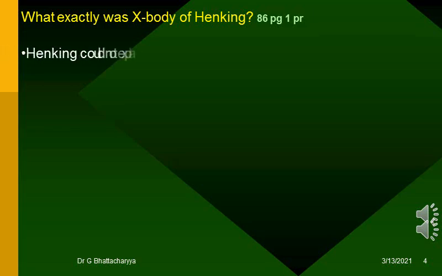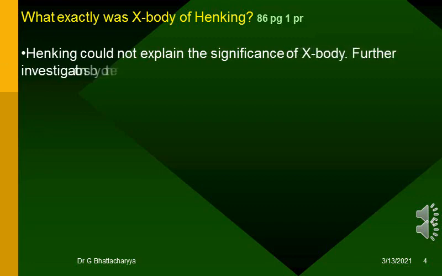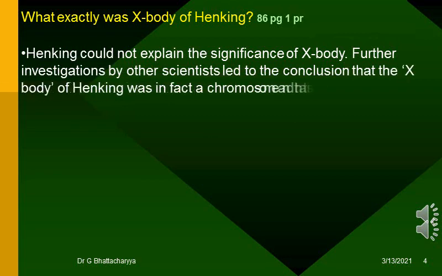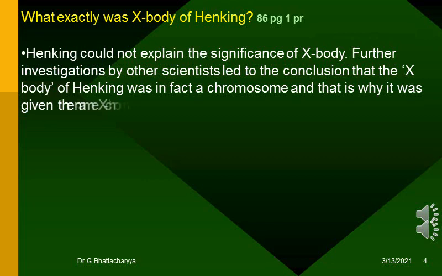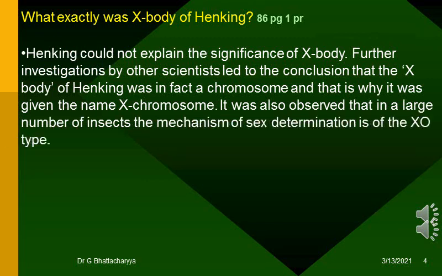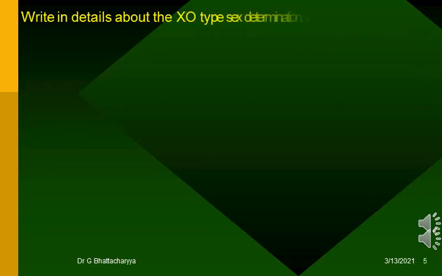Henking could not explain the significance of the X-body. Further investigations by other scientists led to the conclusion that the X-body of Henking was in fact a chromosome, and that is why it was given the name X chromosome. It was also observed that in a large number of insects the mechanism of sex determination is of the XO type. Write in detail about the XO type sex determination.